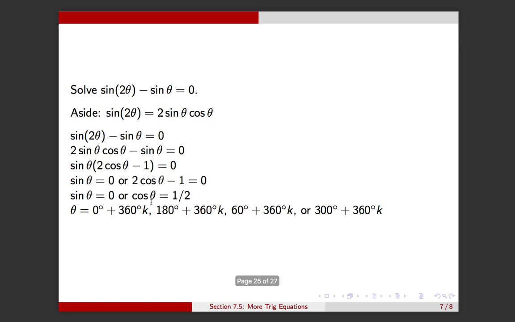We can do that. Sine of theta is 0 when theta is 0 degrees up to a full rotation, or 180 degrees up to a full rotation. Cosine of theta equals a half at either 60 degrees or 300 degrees up to a full rotation, and you have solved the equation.